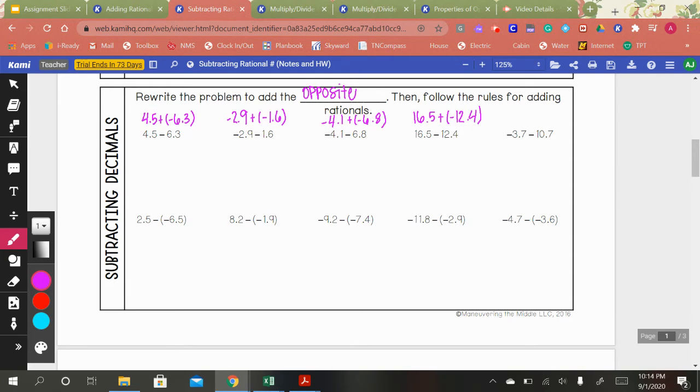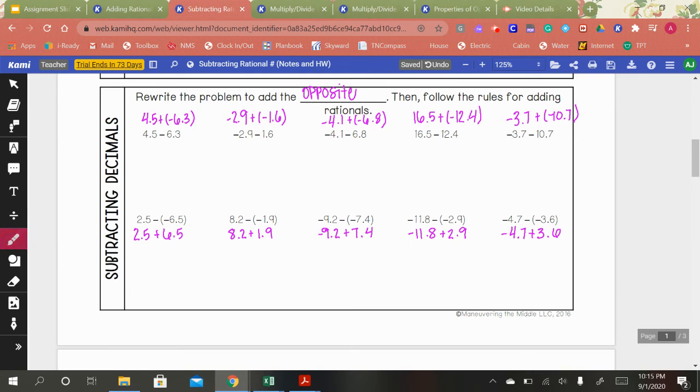So again, I'm just going through the problems. I'm using keep, change, change so that I can stack them and work them out to ensure that I'm getting the right answer. And again, that process is just keep, change, change. Keep the first number, change the subtraction to addition, change the sign of the second number.